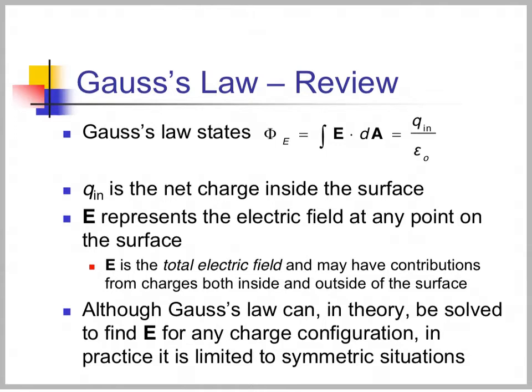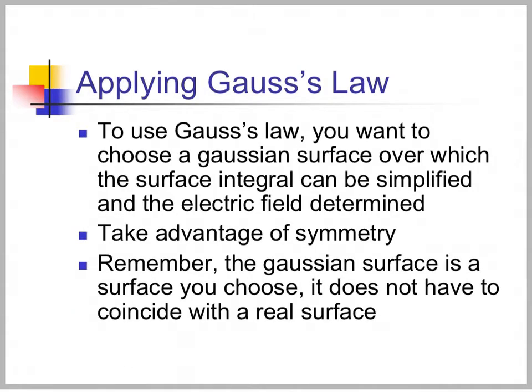Although Gauss's law can in theory be solved to find E for any charge configuration, in practice we really limit it to symmetric situations. To use Gauss's law, you want to choose a Gaussian surface over which the surface integral can be simplified and the electric field is determined. We're going to take advantage of symmetry, and remember, the Gaussian surface is a surface you choose. It doesn't have to coincide with a real surface.